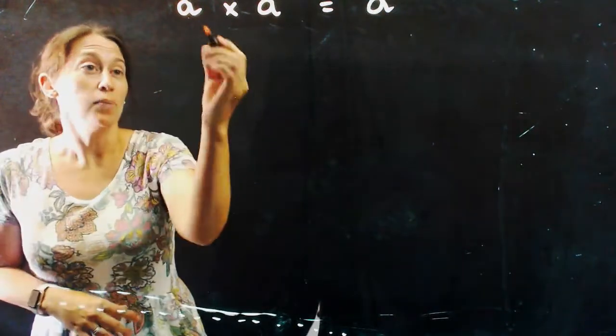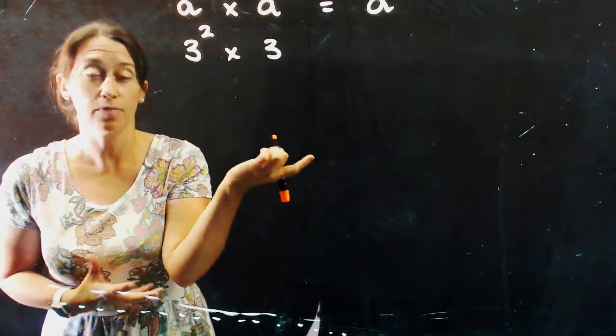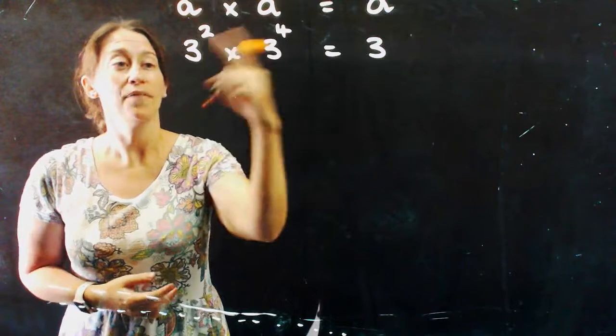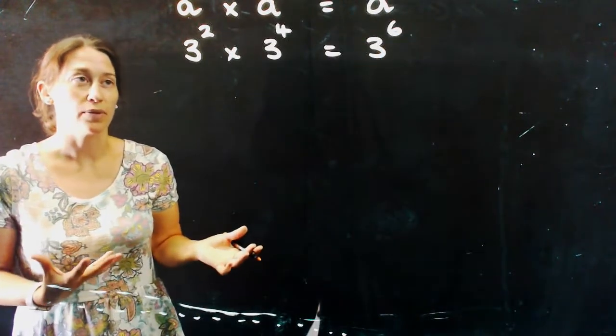Now if I just do an example, let's have a base of 3. 3 squared multiplied by 3 to the 4. Bases have to be the same, and here the base is 3. And then you add the powers. So 2 plus 4 is 6, so it's 3 to the power 6.